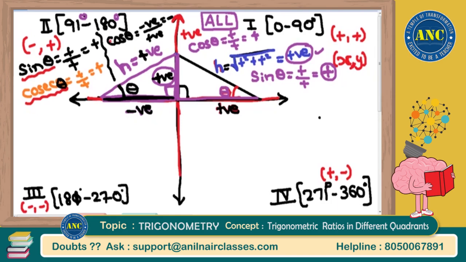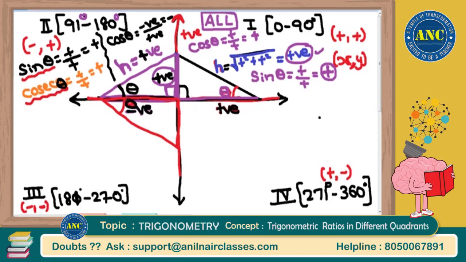If I come to my third quadrant, where the x-axis is negative, y is also negative. If I draw a right angle triangle in my third quadrant, so this becomes my right angle triangle, right? If I call this angle theta, now see here, sir.